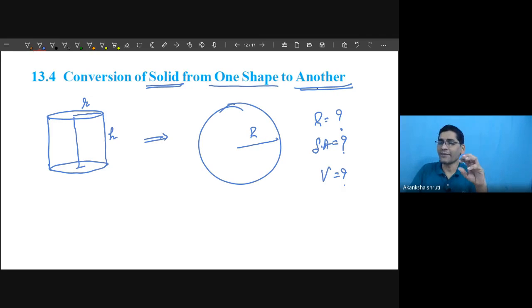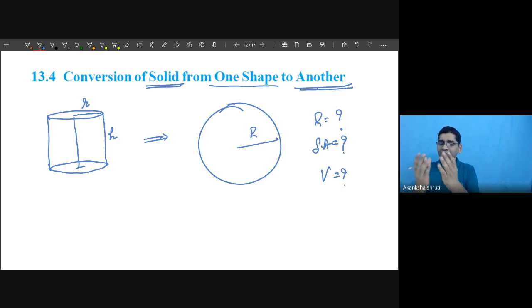We have learned that for a solid matter, the space occupied by that matter always remains unchanged. So for solid matter, it is the volume which remains unchanged. Other things like the radius, the shape, the surface area, all these things will change.